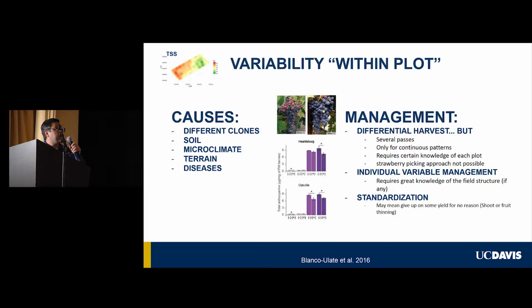You can do individual variable rate management. This requires great knowledge of the field structure, if there is any, and standardization. This may mean giving up on some yield for no reason, such as with shoot or fruit thinning.